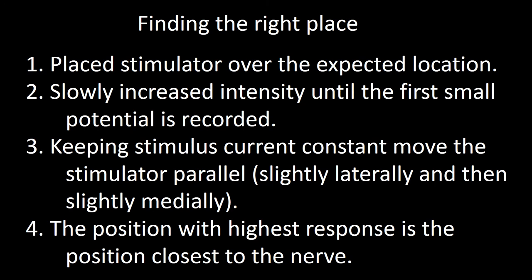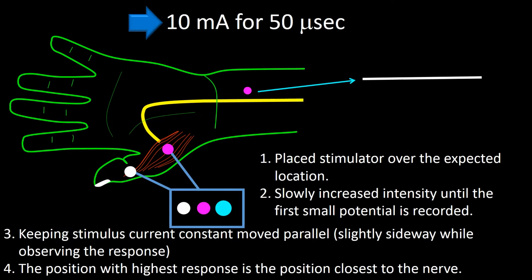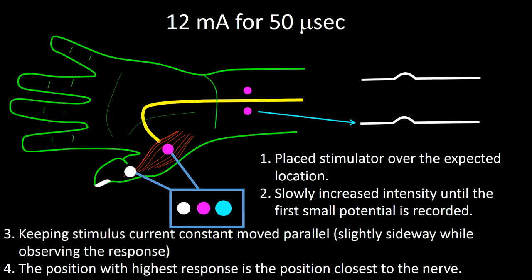Sometimes following these rules takes a few more steps than I have just shown you. One possible situation is when the right position is overshot. I will give you an example. Let's say that at 10 milliamps for 50 microseconds, nothing happens. Nor does anything happen when you increase to 11 milliamps. Then it is increased to 12 and a small wave appears. Then you move it towards the thumb and you get a smaller deflection, just as the first one. In this case, one possibility is that you may have bypassed the right location. What you should do then is place the stimulator between the two smaller responses. And if you get a larger response, then you are over the nerve and at the right place for stimulation.